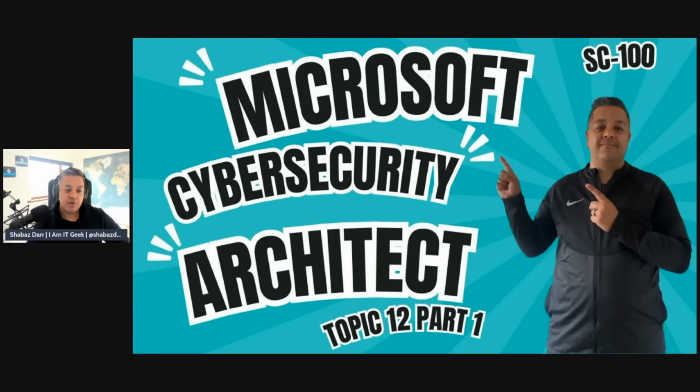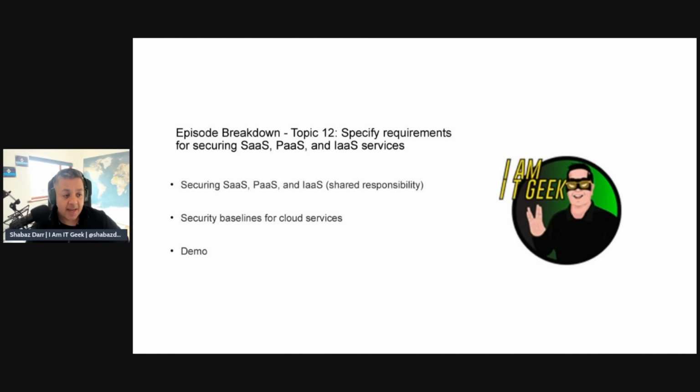So this is SC-100 Microsoft Cybersecurity Architect, and this is topic 12, part 1. This topic specifically is specify requirements for securing SaaS, PaaS, and IaaS services. In today's episode, we're going to talk about securing those services, which is essentially the shared responsibility model. If you've done the SC-900, you will have gone through that already. Then we'll talk about security baselines for cloud services, and then we'll go into a demo. In the demo, I'm going to go into Defender for Cloud again and show you some of the other regulatory compliance configurations you can do for the Microsoft security baselines.